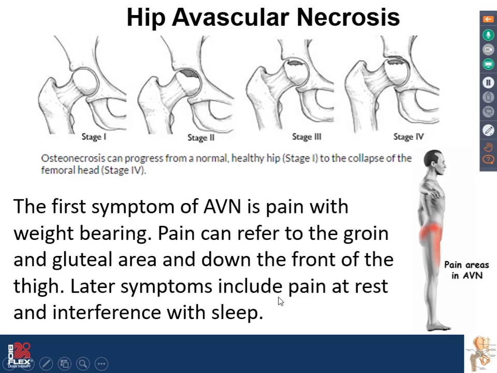The first symptom of AVN tends to be pain with weight bearing, and over time this can progressively get worse. The pain tends to refer into the groin and/or the gluteal region and down the anterior portion of the thigh. As the condition progresses, the pain will not just be with weight bearing, but also at rest, and oftentimes interferes with the patient's sleep patterns. So that's a progression over a period of time.